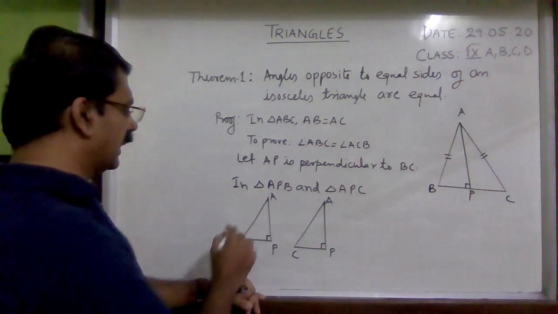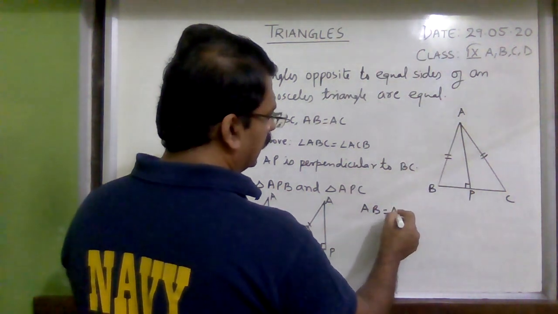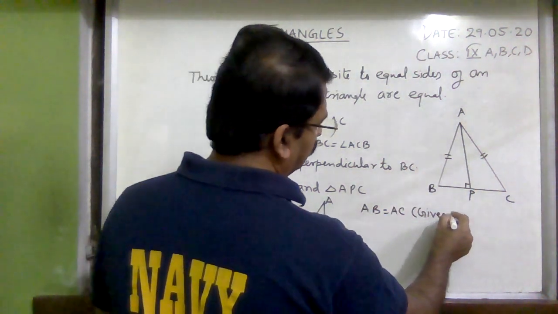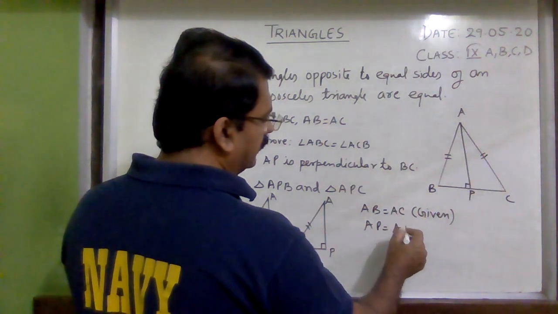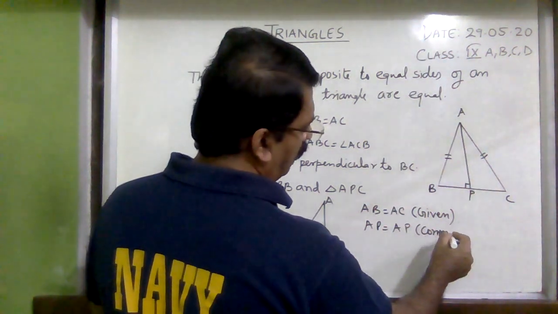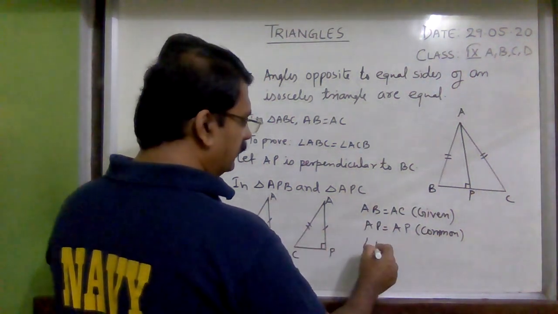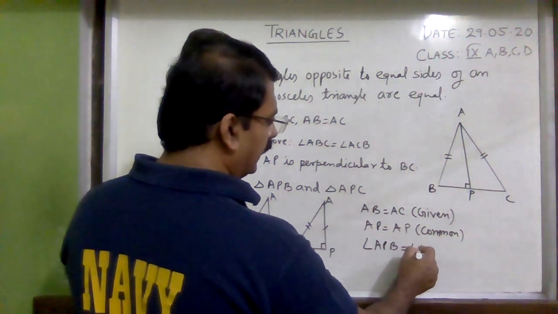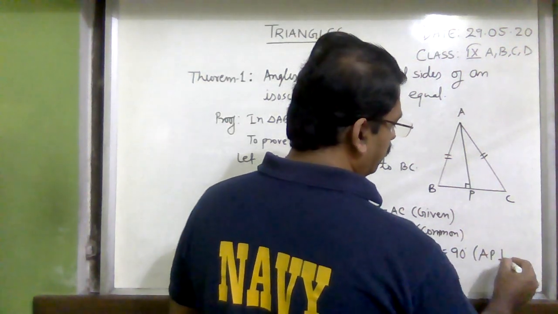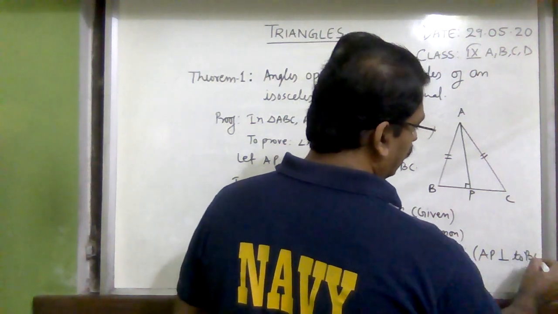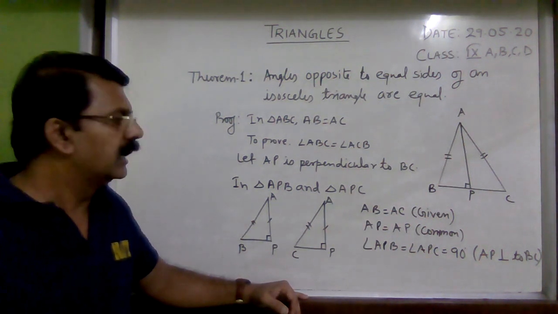Okay. Now in these two triangles, AB is equal to AC. It is given. AP is equal to AP because they are common, and angle APB is equal to angle APC is equal to 90 degrees because AP is perpendicular to BC. As AP is perpendicular to BC, angle APB will be equal to angle APC is equal to 90 degrees.